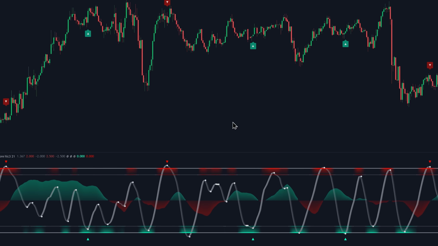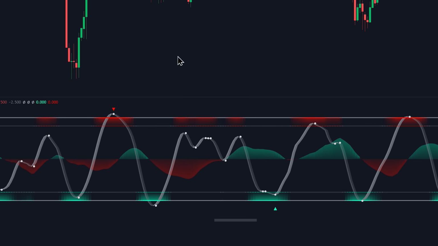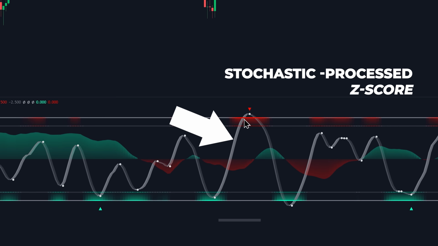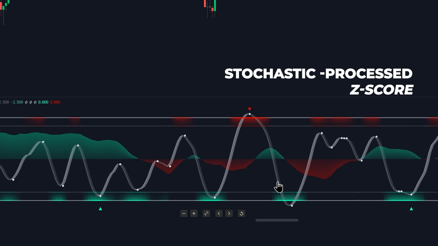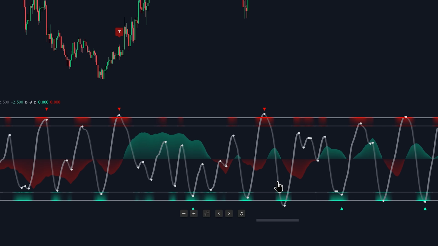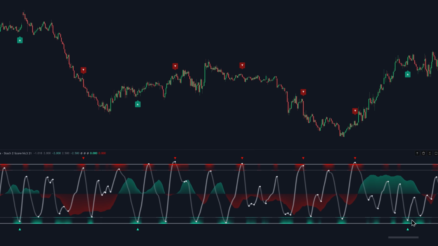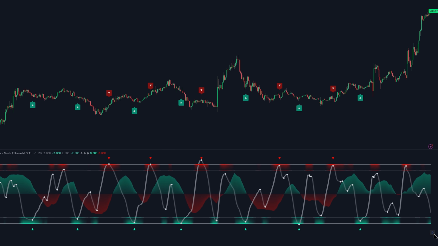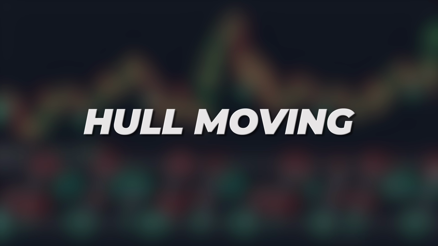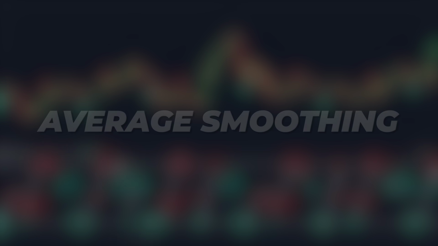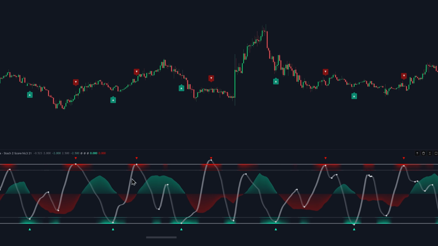Down at the bottom, you'll see the main oscillator line. This line is the stochastic processed Z-score, and it's designed to react to sharp imbalances, but still stay smooth enough that it doesn't whip back and forth in choppy conditions. That smoothness comes from moving average smoothing, which is known for reducing lag while staying responsive.